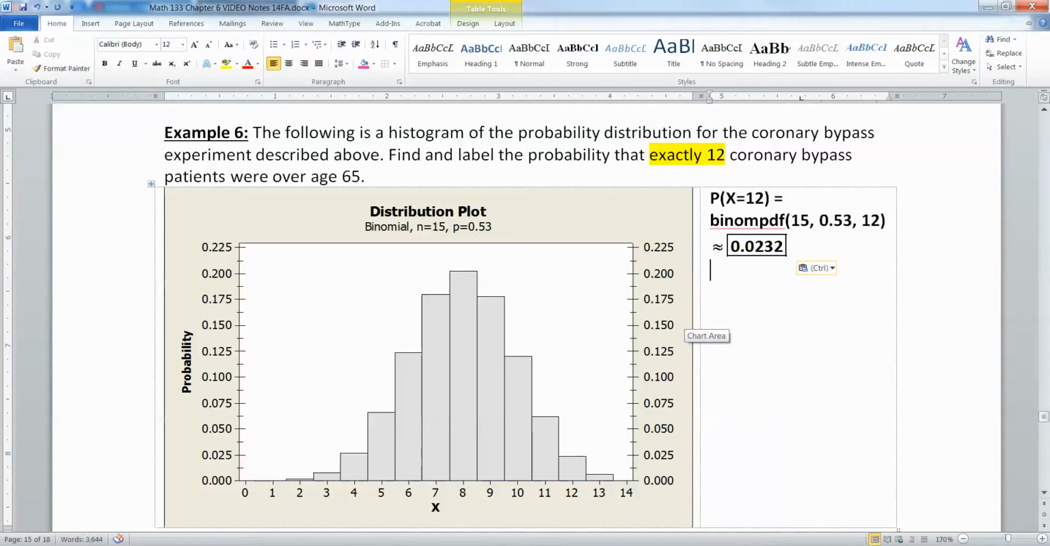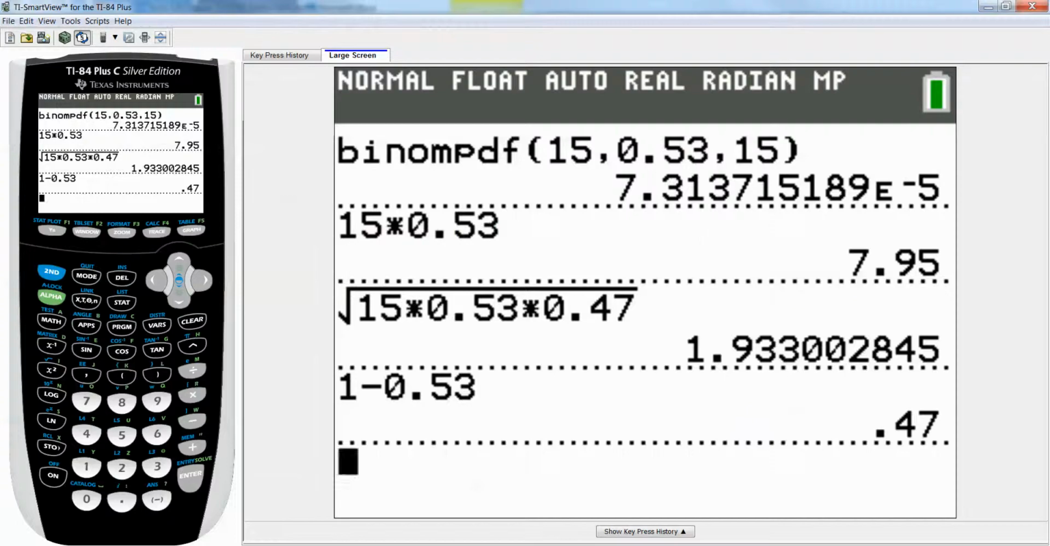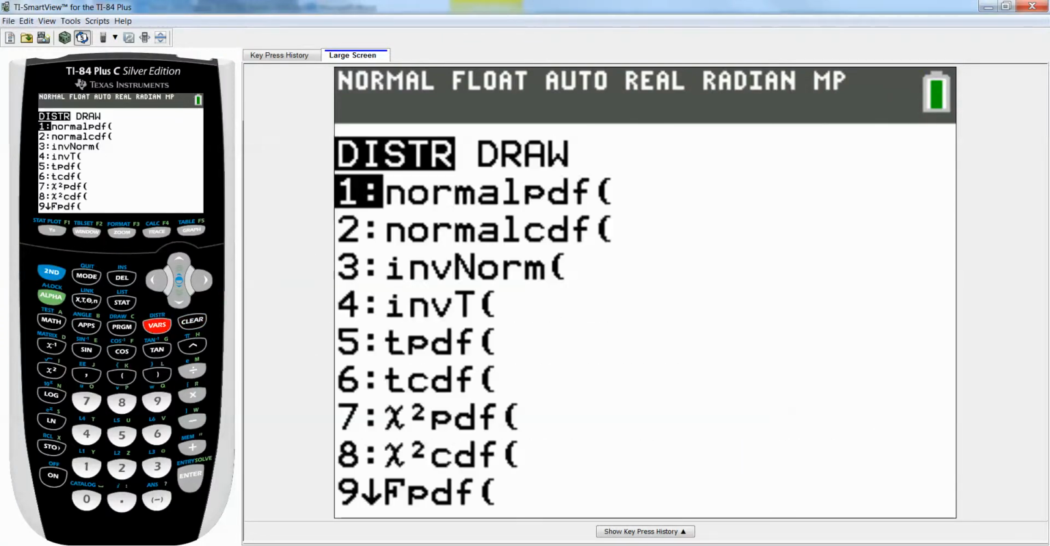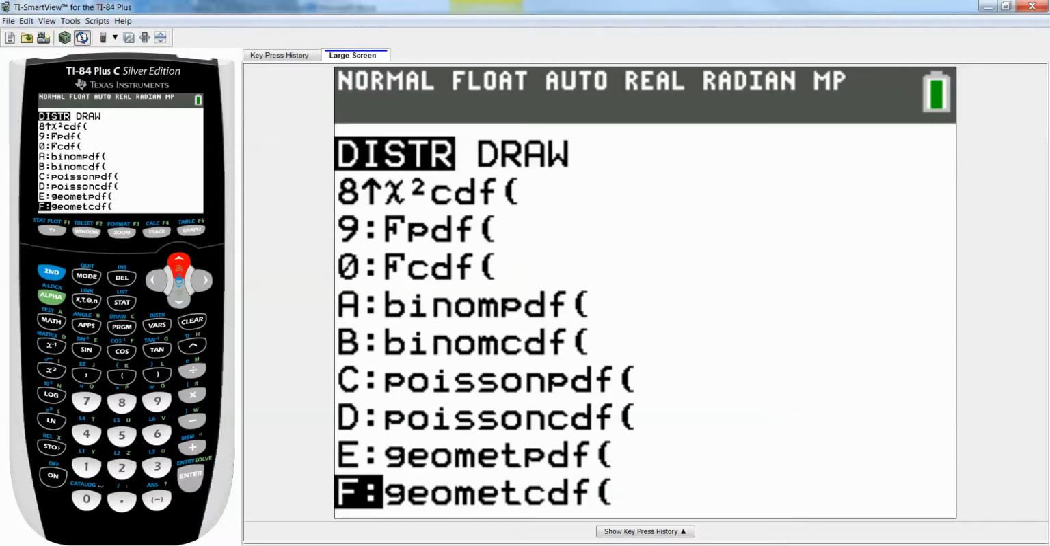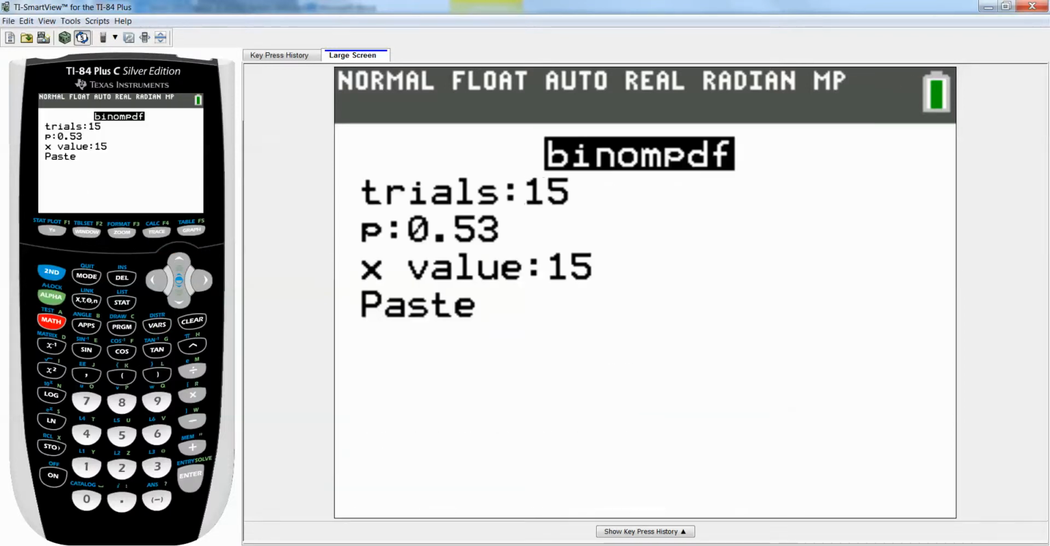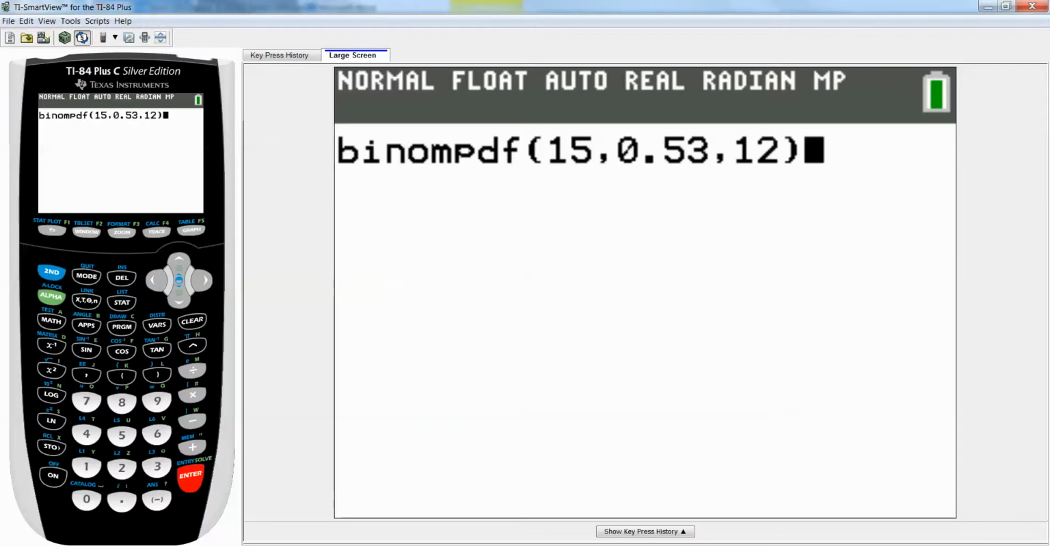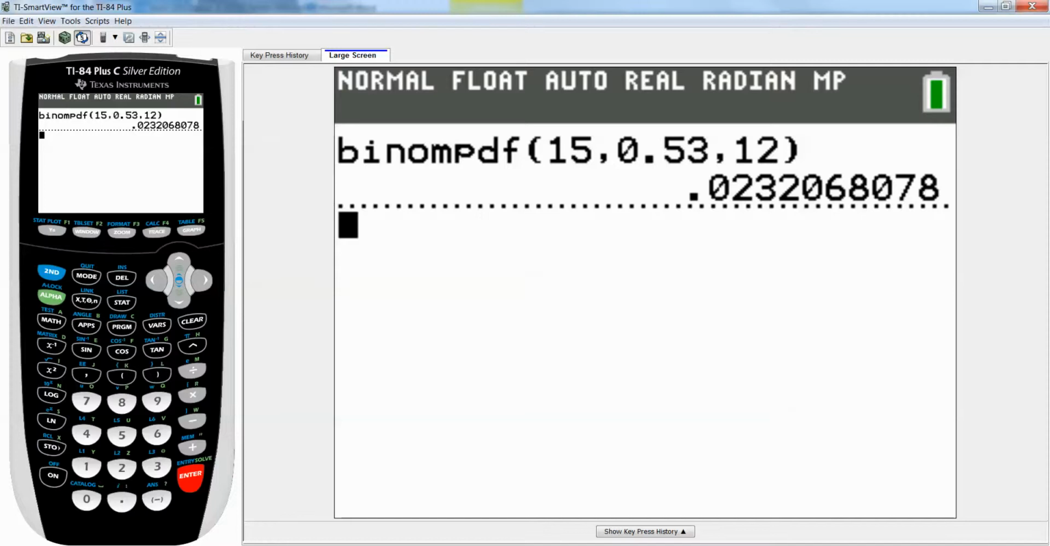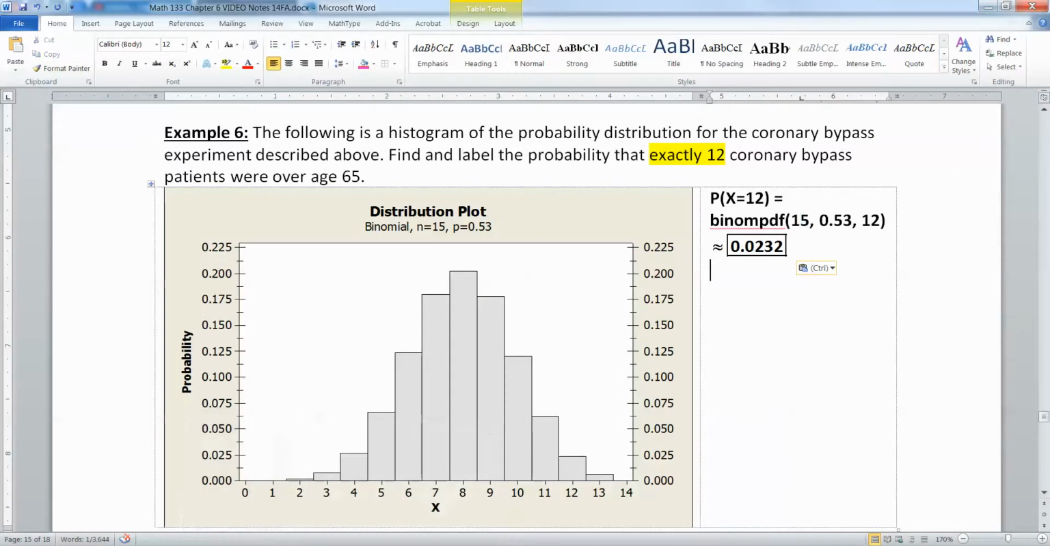So that would be binompdf. 15 is still your n. Your probability of success is 0.53, which you can see at the top right here. It says it's a binomial distribution. N is 15, p is 0.53. So if I go to second distribution, PDF is letter A, so I'll hit alpha A. And I want 15, I want 0.53, but I want exactly 12. Enter. Enter. And I got 0.0232, which is what I typed up. So that's convenient. And that means that this little bar right here is actually 0.0232.